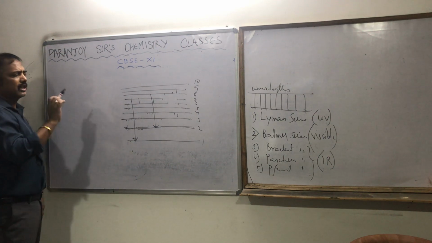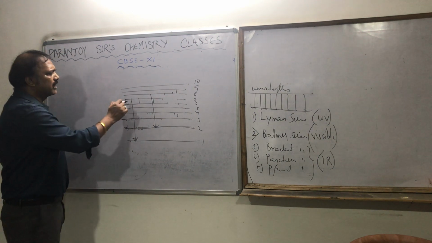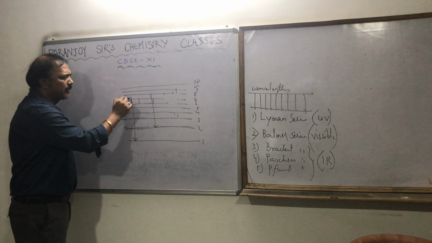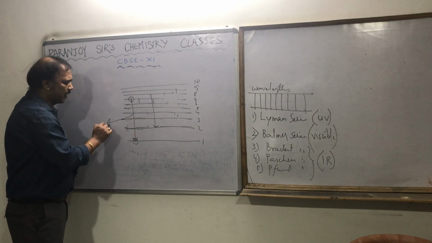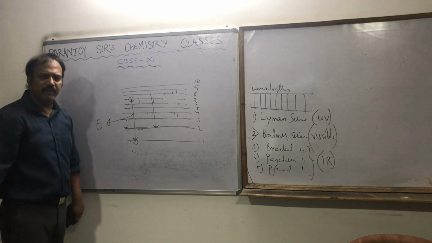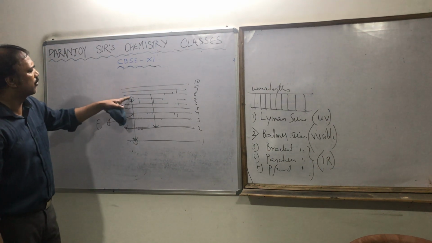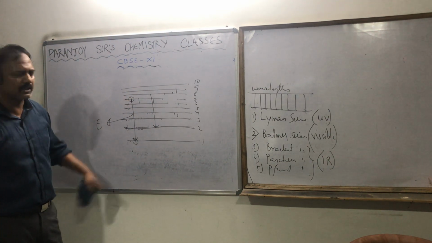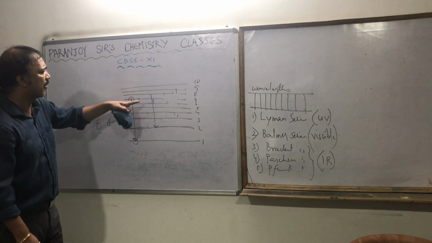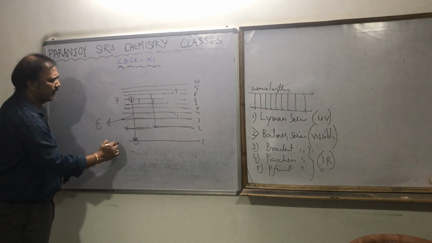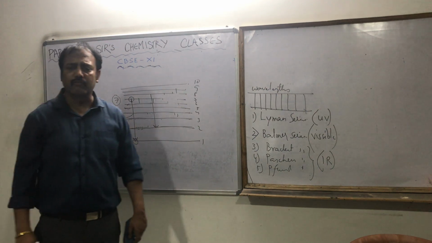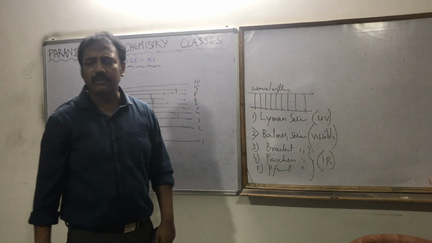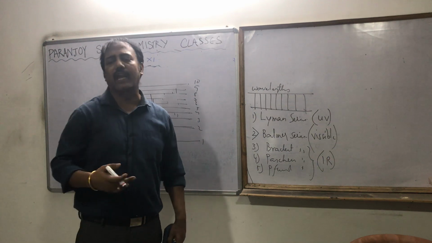Now suppose I ask you what is the energy that is emitted? Obviously the electron is falling from here to here, and during that some amount of energy is emitted. What is the amount of energy emitted for the fall from the seventh level to the first level? What is the amount of energy that is released? Hence comes another scientist.